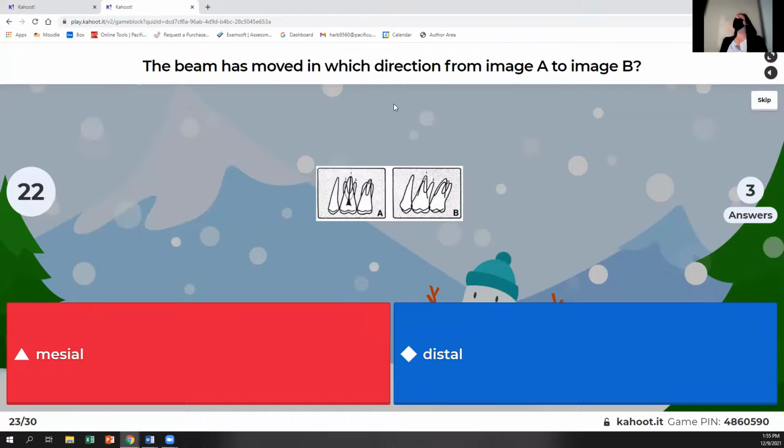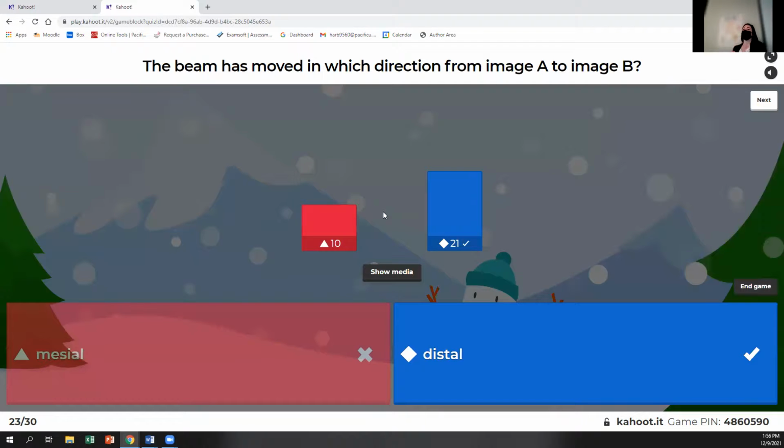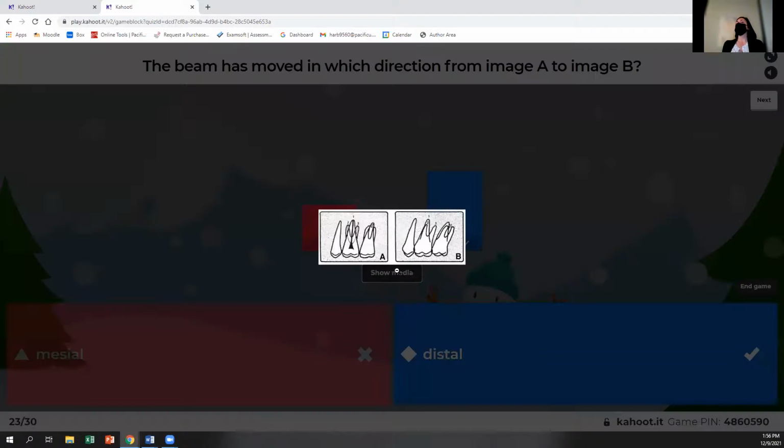The beam has moved in which direction from image A to image B? So this is our baseline. And then we look at our buccal cusps, they kind of went distal. Our roots are leaning very distal. So from A to B, which direction did your beam go? The beam goes in the same direction as your distal. Yeah, good. So the beam is going to go in the same direction as your buccal landmarks. Your cusps went distal, your roots went distal, so the beam went distal.